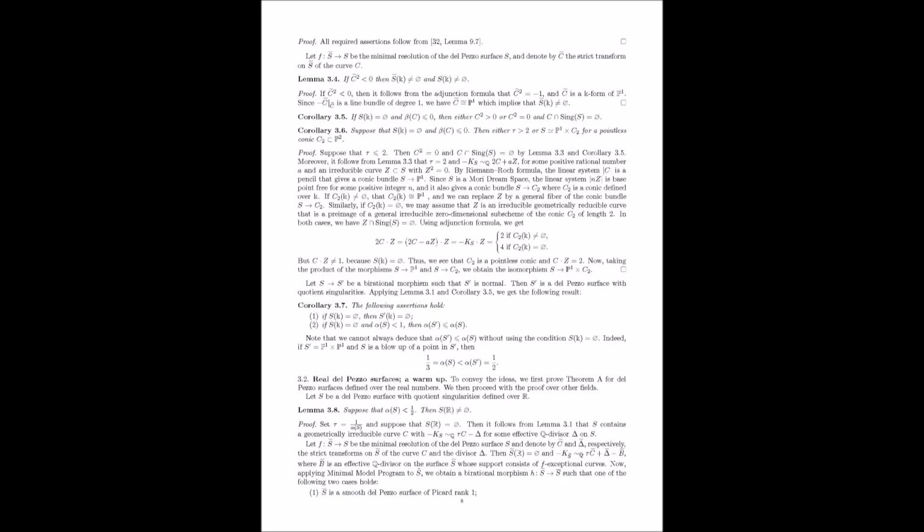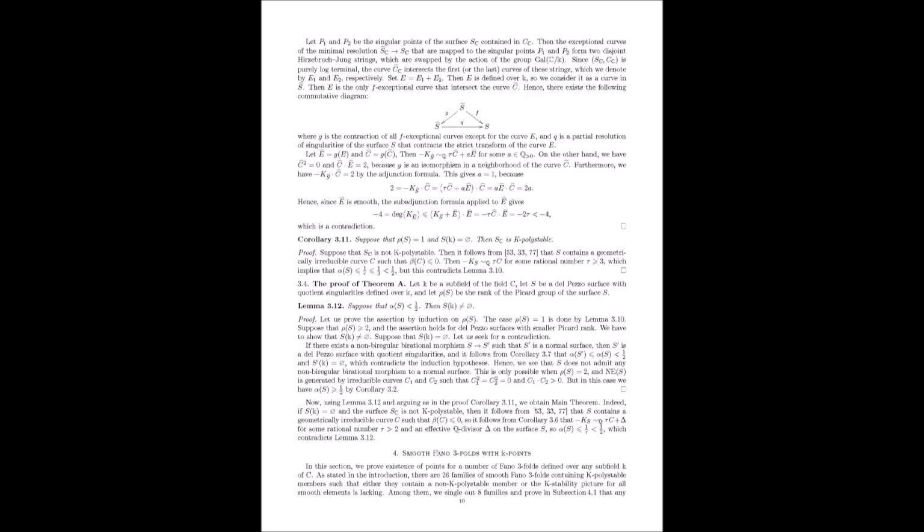You got it. And the paper goes on to establish a bunch of results using similar logic. They look at different cases based on the Picard rank of the surface, the properties of the curve C, and the relationship between the alpha and beta invariants. Okay, so it's a lot of careful case analysis using these invariants to narrow down the possibilities and ultimately prove that pointless del Pezzo surfaces with quotient singularities always have Kähler-Einstein metrics. Exactly. They squeeze the problem from all angles using these geometric tools to show there's no way for pointless surfaces to avoid having a Kähler-Einstein metric.